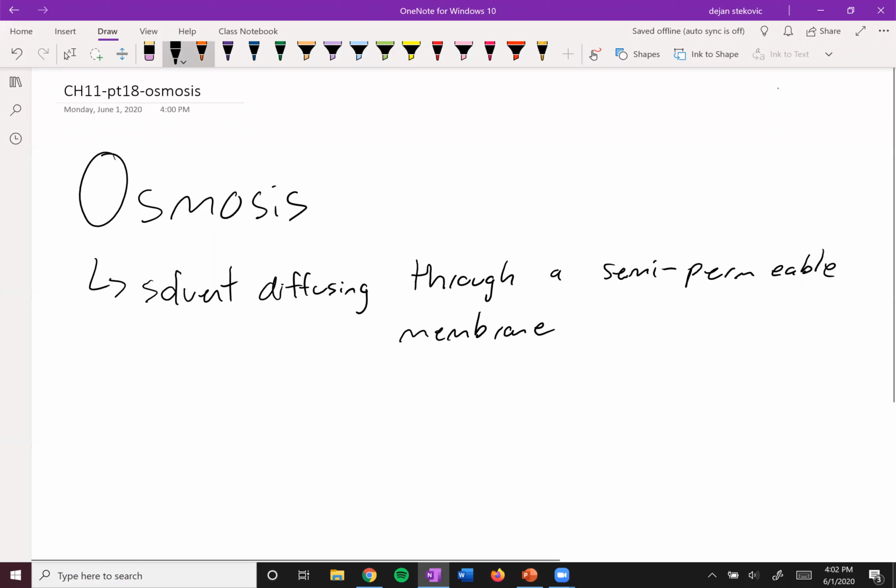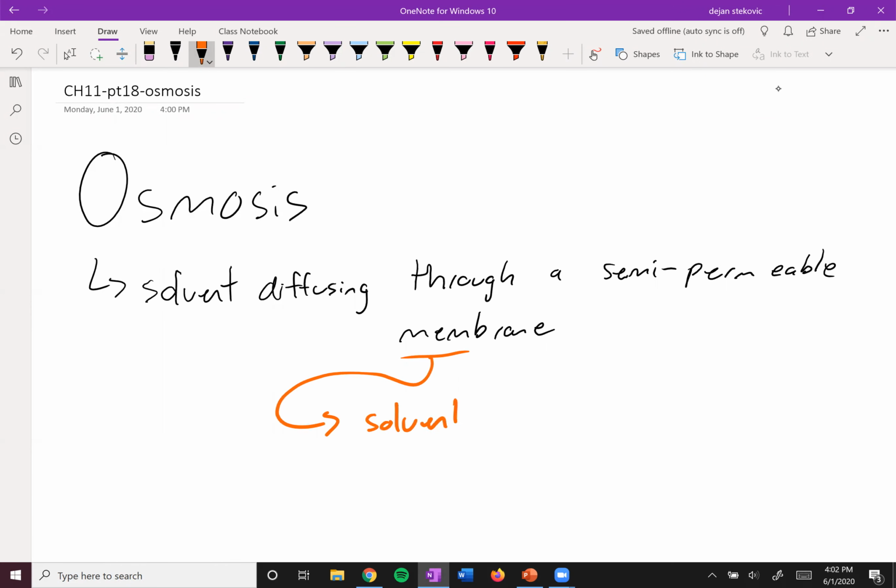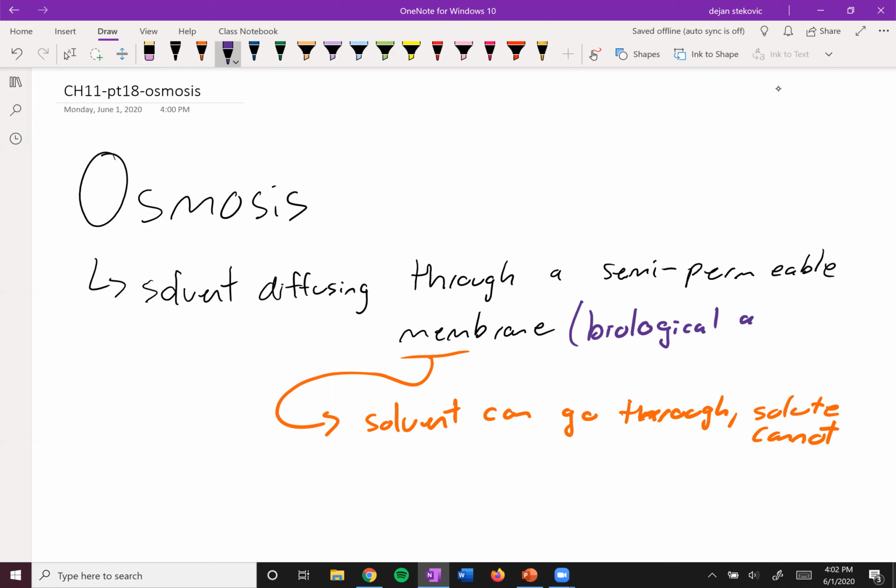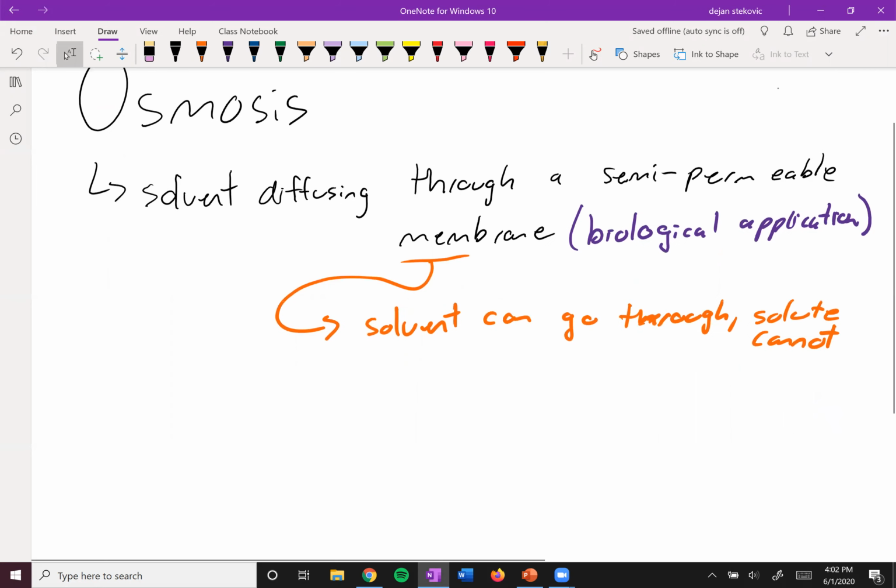What a semi-permeable membrane means is that the solvent can go through this membrane, but the solute cannot. So it lets some stuff through, but not other stuff. There's a huge amount of biological applications when it comes to this. Most of your cells are semi-permeable, and dialysis, that kind of stuff, all goes through osmosis.